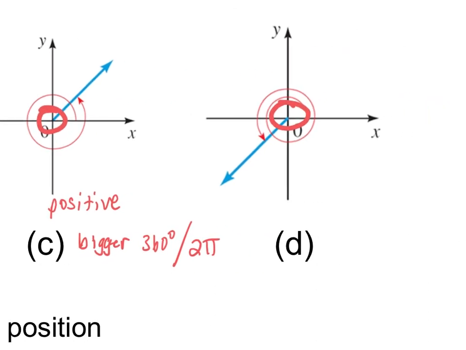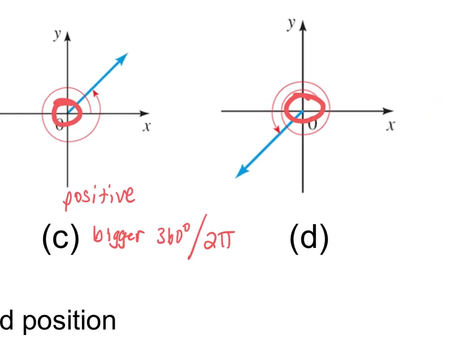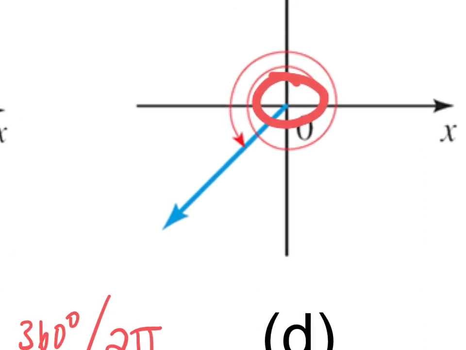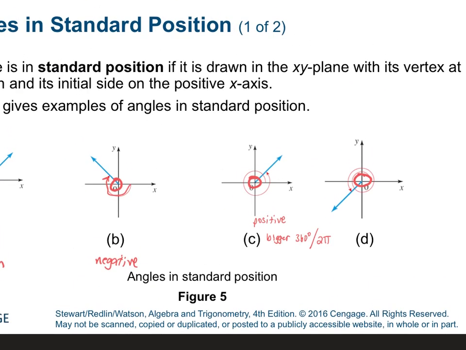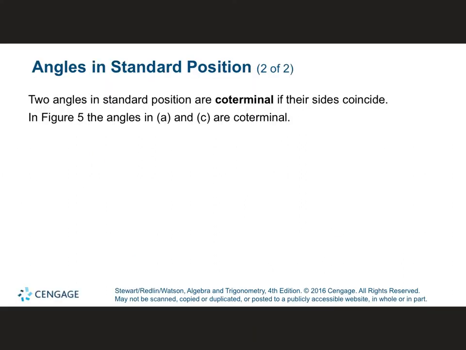What about this one? What do you guys notice here? How many times did it go around? 2 whole times, then a little bit extra. Is it positive or negative? Yes, you can tell by the direction of the arrow. Positive. Good. All right. So you guys just need to be able to look at those things and be able to recognize different characteristics.